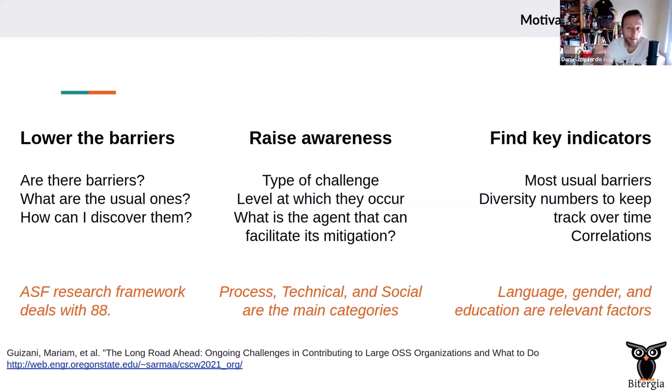And finally, the key indicators, right? One of the goals of the research in this case was to look for the top barriers to contribution. But given that any open source project, any foundation is different from each other, the barriers that we may find at the ASF might be different to others, right? So a good thing to have in mind is to have the diversity numbers, keep track over time for them, look for correlations. And this is part of usual research in the open source industry, there are certain barriers that we see once and again, such as the language, the gender, and education is another relevant factor that we have to keep in mind.